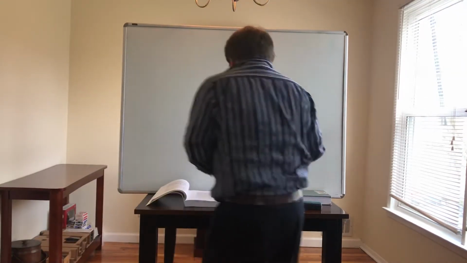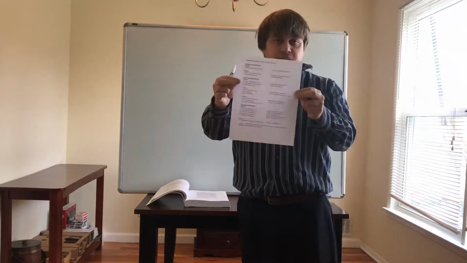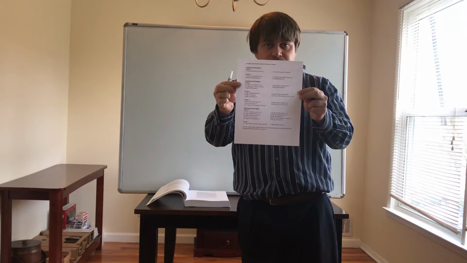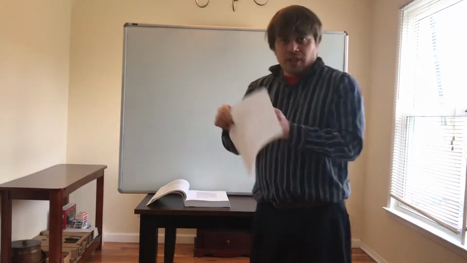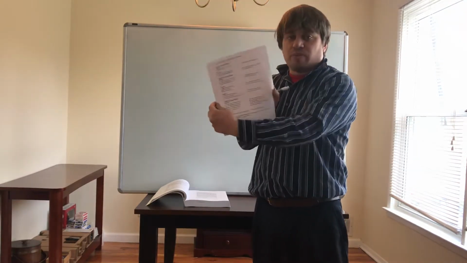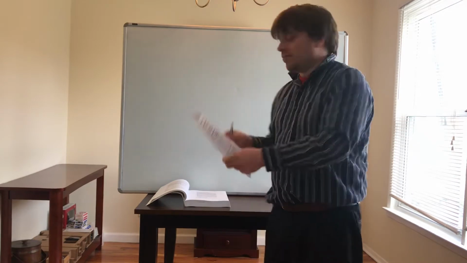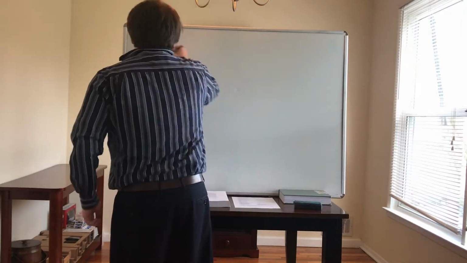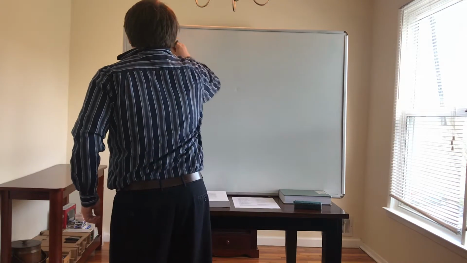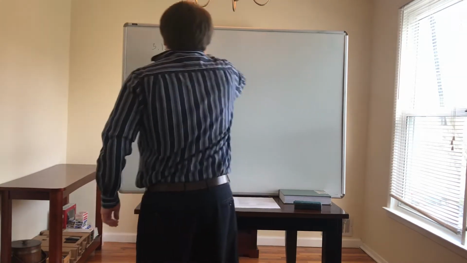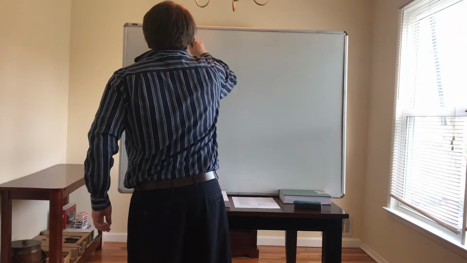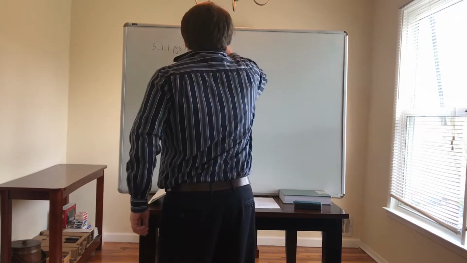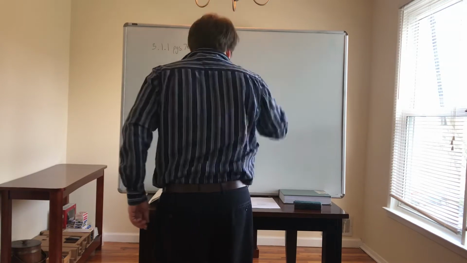On the homework sheet, this is the homework sheet I gave all of you in person. It's also on Blackboard in the content folder, so you can find it there also. We're going over the problems in chapters 3, 4, and 5 on the sheet. Let's look at 3.1.1. It's pages 76 to 77, and it's exercises 1, 2, 6, 7.